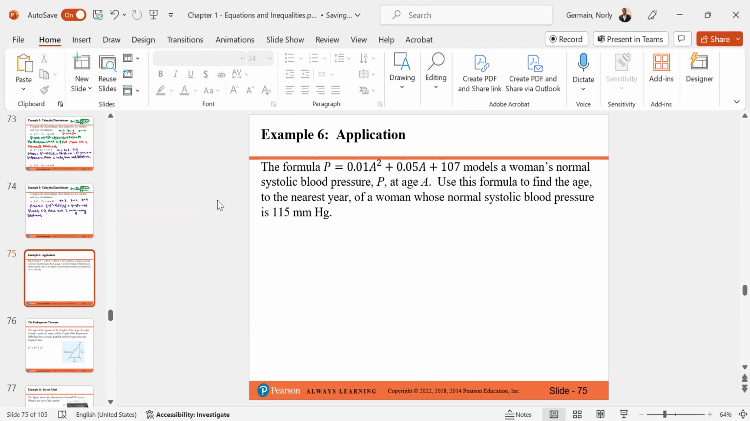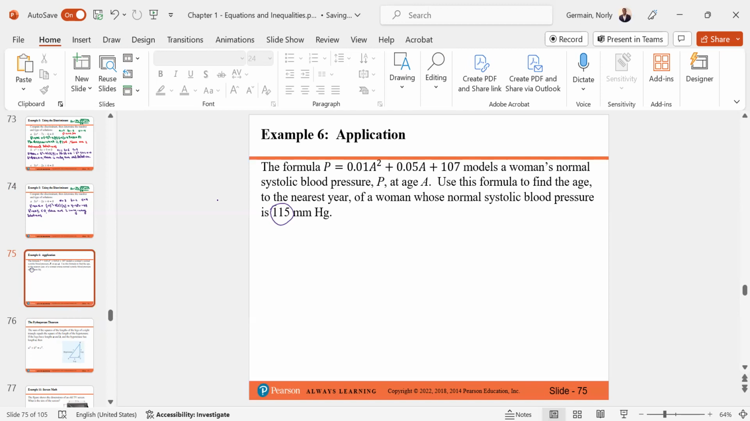That's good. Okay. They give you a formula: 0.01 a squared plus 0.05 a plus 107 models a woman's normal systolic blood pressure, P. P is the systolic blood pressure at age A. Use this formula to find the age, to the nearest year, of a woman whose normal systolic blood pressure is 115. So what do you think they ask you to find? Do they ask you to find A or P?